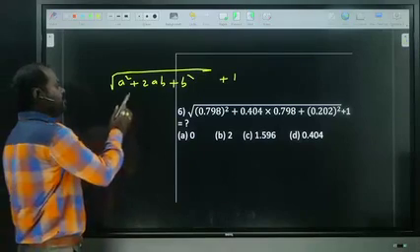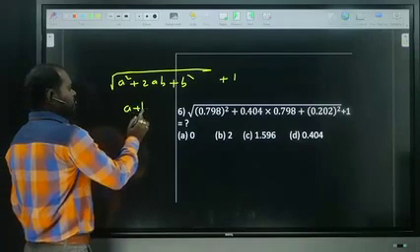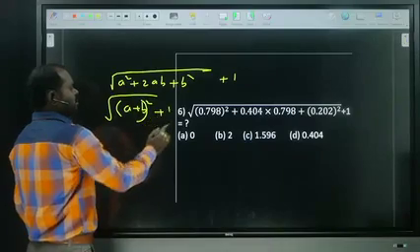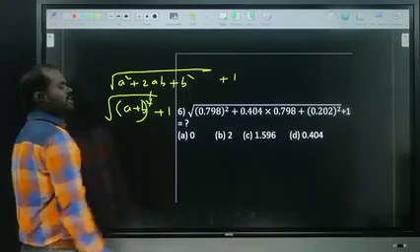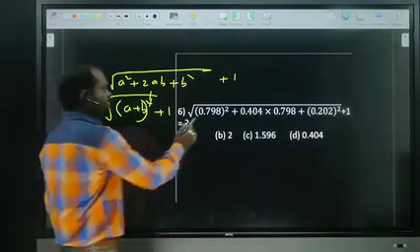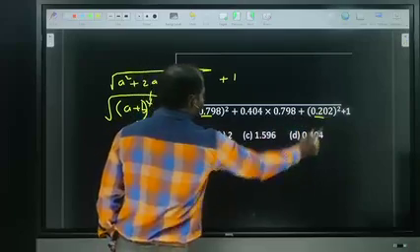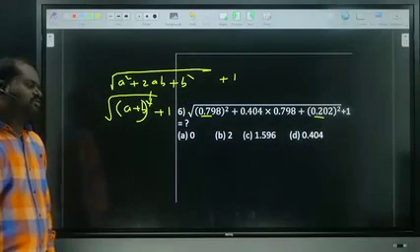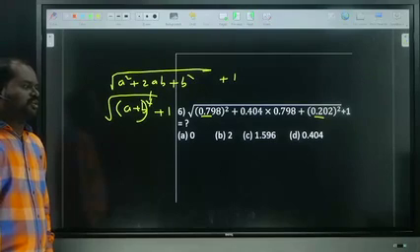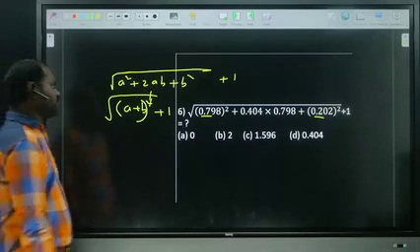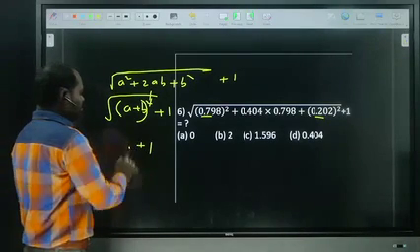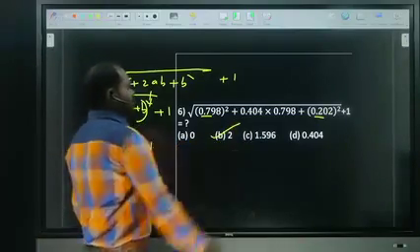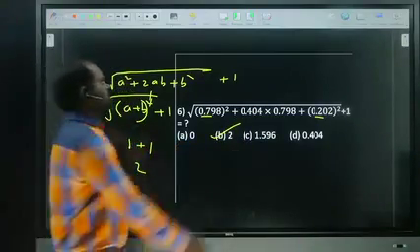So under the root, there is the format of a square plus 2ab plus b square. What is the formula of this, ma? A plus b whole square, plus 1. Square and root will get cancelled. What is the balance, ma? A plus b, nothing but 0.798 plus 0.202, which is 1, plus 1. 1 plus 1, what is the answer, ma? 2. Option B. Right, ma, option B. Now next, ma.